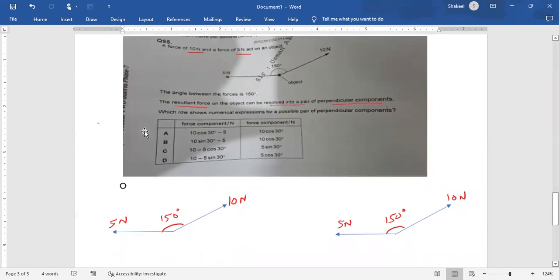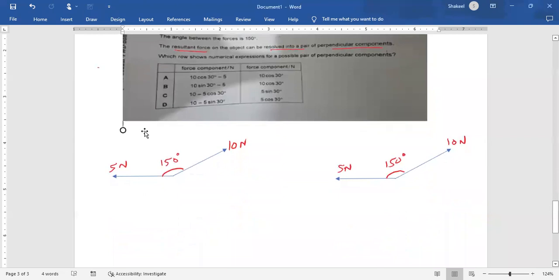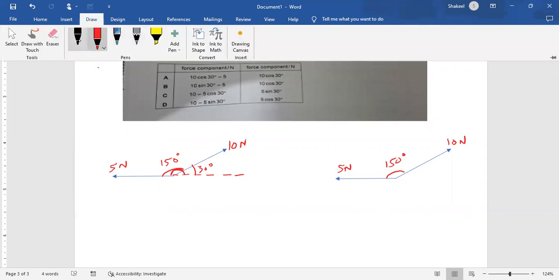Okay, so we have two scenarios as we have two vectors, 5 Newton and 10 Newton. So we can solve this question in two situations. First of all, we extend the line of the vector 5 Newton. This is known as the line of action of vector 5 Newton. And then this angle is 30 degrees because the whole angle is 180, so out of 180, you subtract 150. So you get 30.